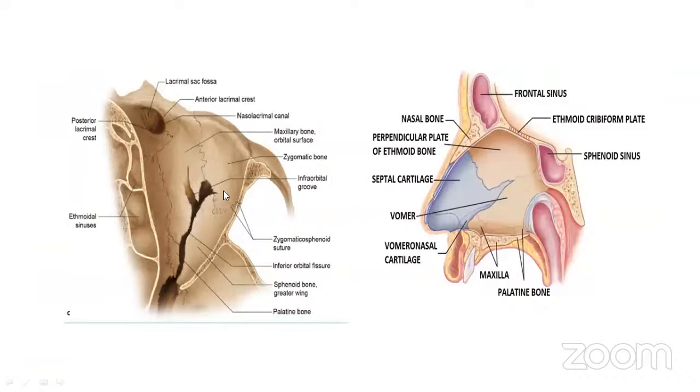The other schematic views which we have discussed previously regarding the floor of the orbital wall, which is formed by the palatal bone at the medial side, and the maxillary bone and the zygomatic bone. And laterally, as it is shown, it is formed by the zygomatic bone.